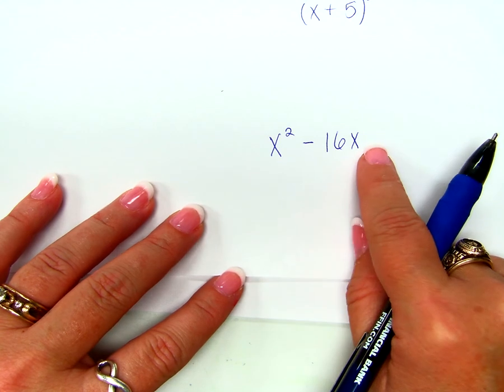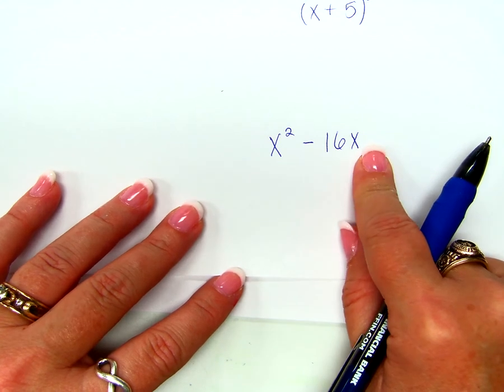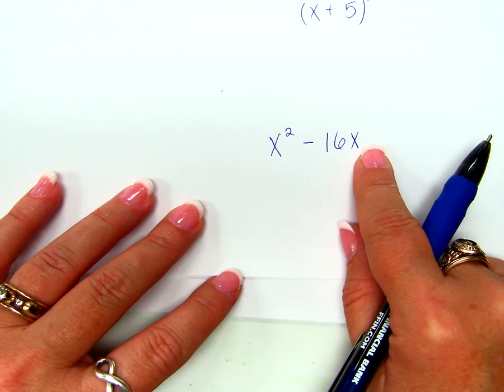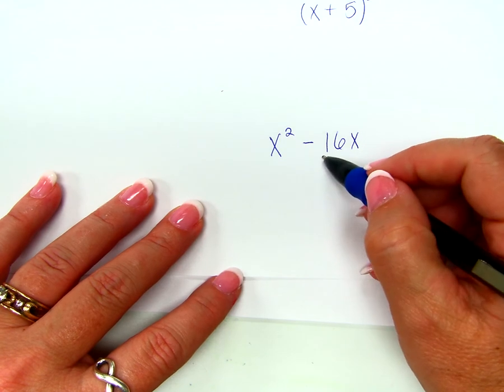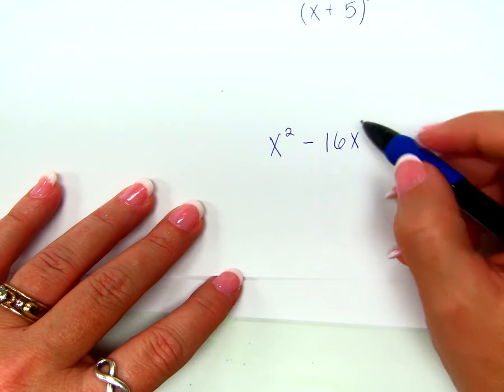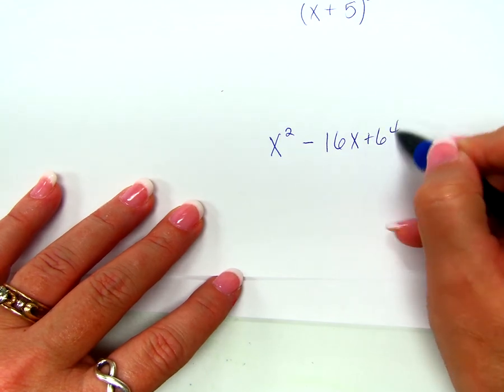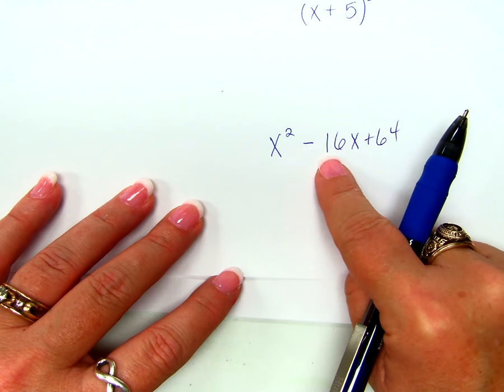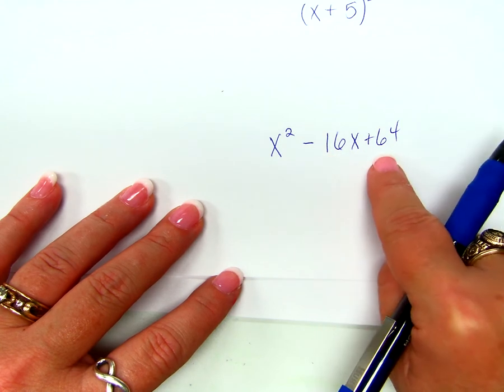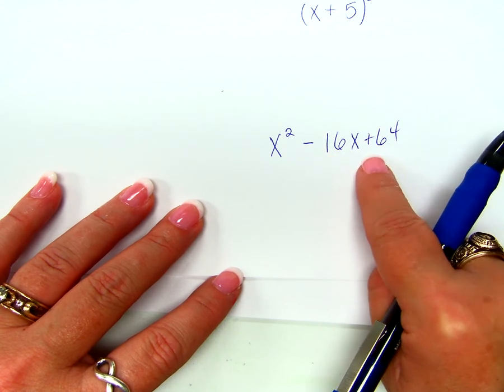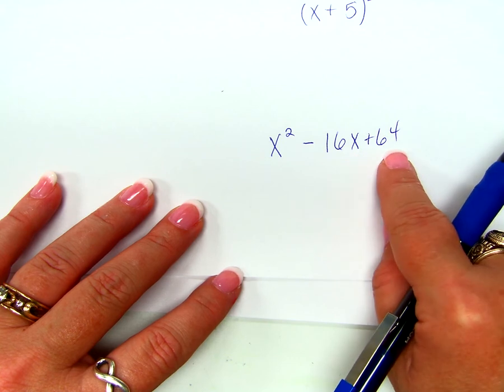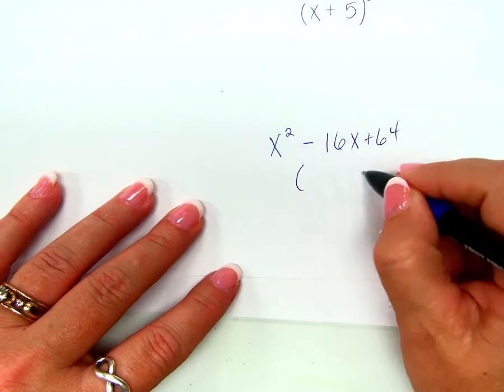So the number that I add right here, will I always be adding that number? Yeah. What is negative 8 times negative 8? Positive 64. What if it was a positive 16? What's 8 times 8? Positive 64. So will I always be adding this third term? No way. So then what do I do when I write the binomial?